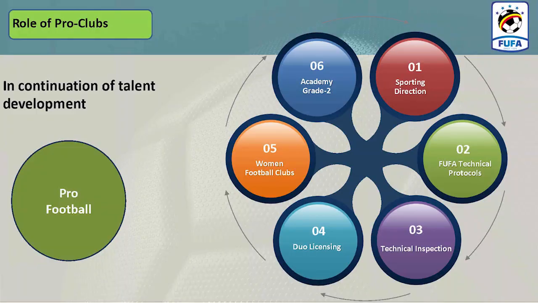The other third pillar that the FUFA Technical Master Plan is looking at is pro football. What do we mean here? We want to put in place an environment that allows talent to grow and prosper in our top clubs. And what we call our top clubs or pro clubs, we are looking at the Premier League, the Big League, and the Women's Super League.